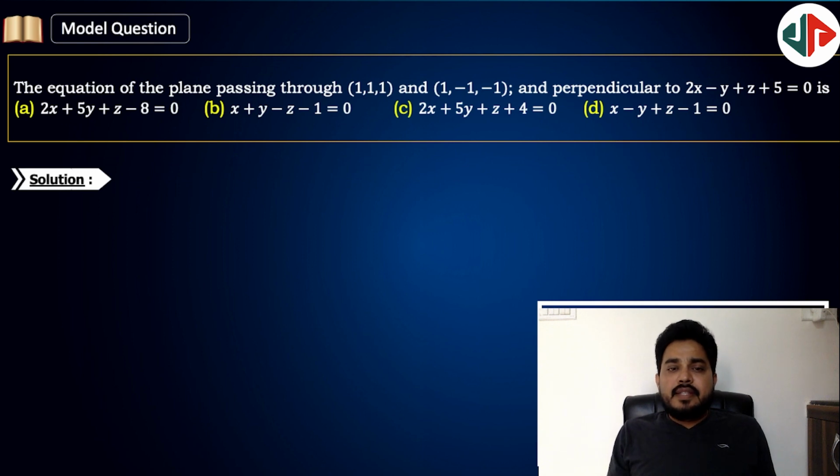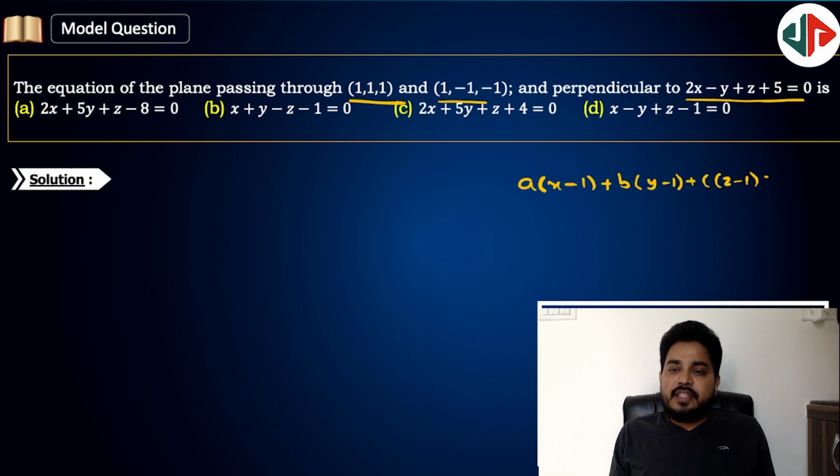Equation of the plane that passes through 2 points and is perpendicular to this plane. One important thing: the required plane is a(x - x1) + b(y - y1) + c(z - z1) = 0. Now this plane passes through this point, so a into 0, plus b into minus 2, plus c into minus 2 is equal to 0. So b is equal to minus c.